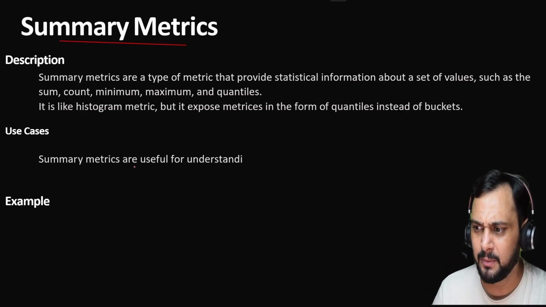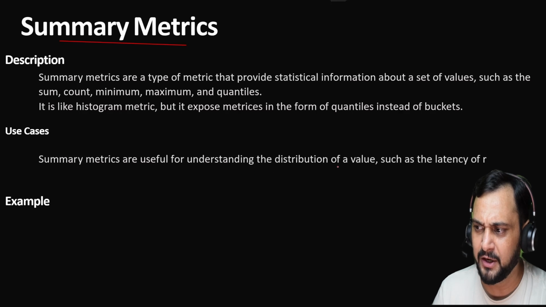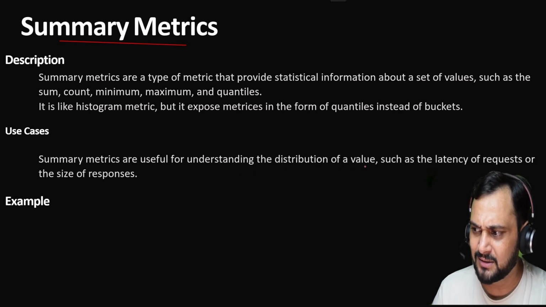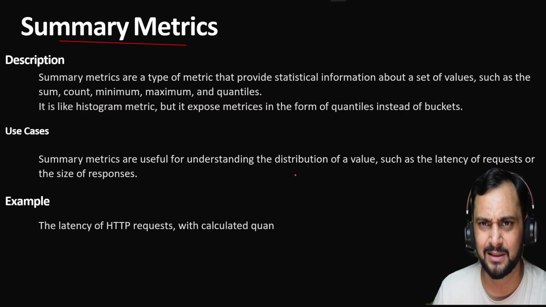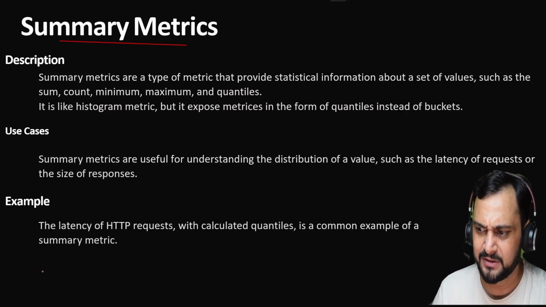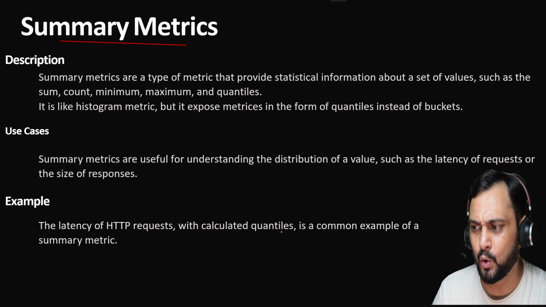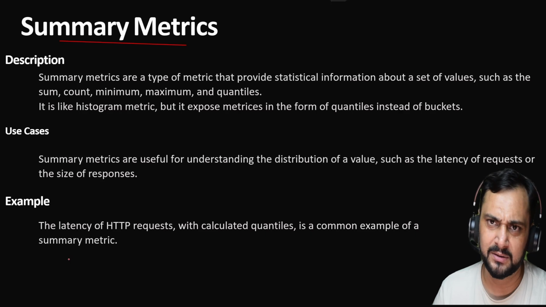Use case: summary metrics are useful for understanding the distribution of values such as the latency of requests or the size of responses. Same as before, it is just as a percentage. For example, the latency of an HTTP request with calculated quantiles. Quantile means percentage. It is a common example for summary metrics. That's it.